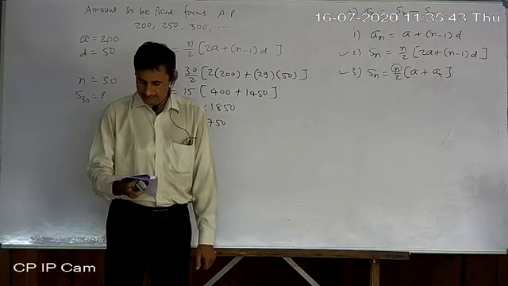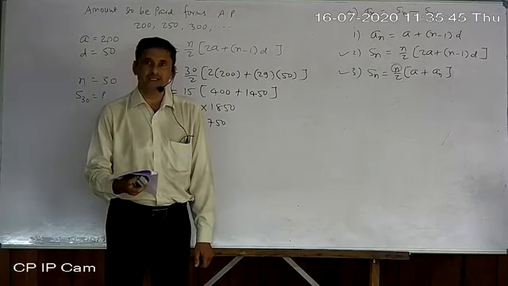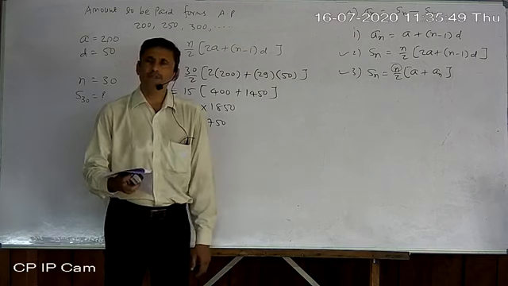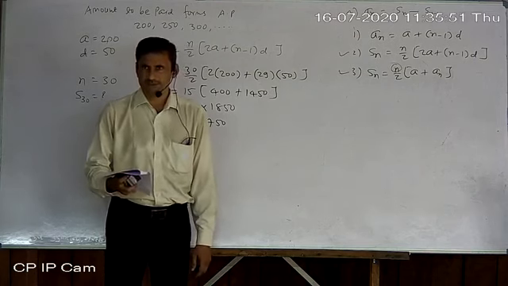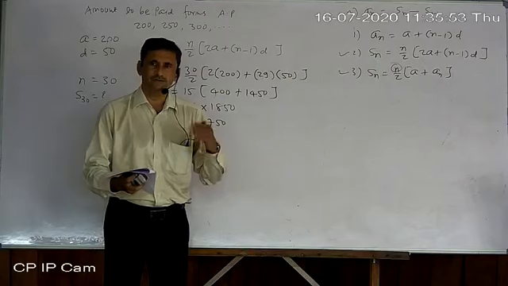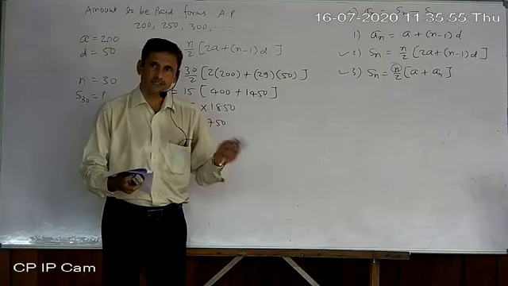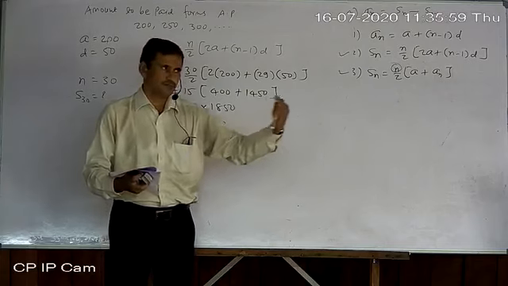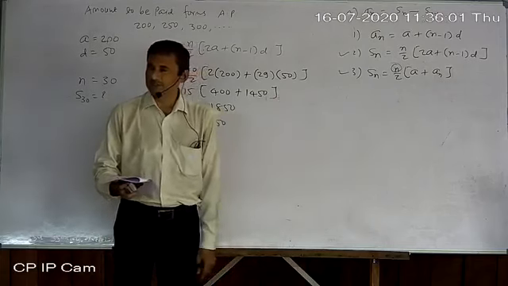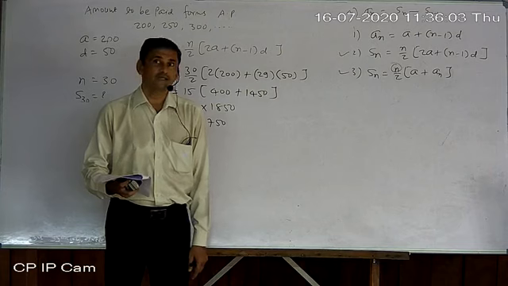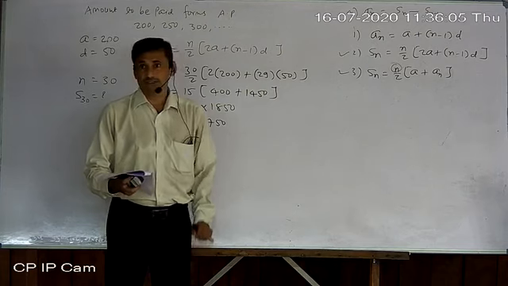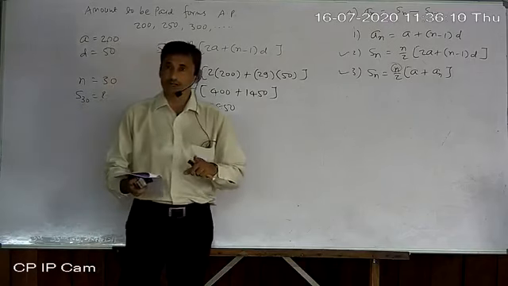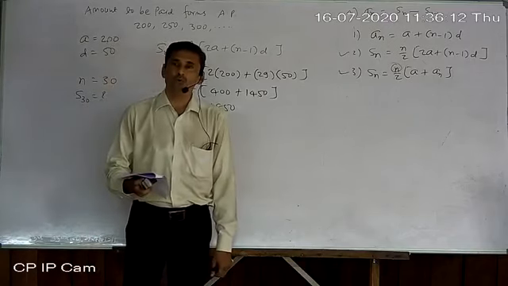If each prize is rupees 20 less than its preceding prize, suppose the first prize is X, then the second will be X minus 20. So the second prize will be 20 less than the first prize, and the third prize will be 20 less than the second prize. So 20, 20, 20 decreasing. So you understand, the difference will be minus 20. The first prize we don't know, but we know the total of all the terms.